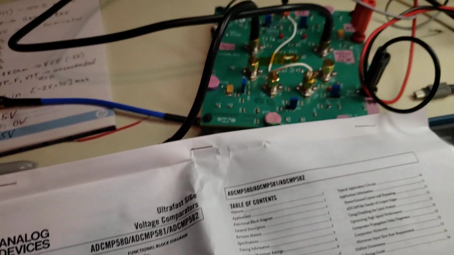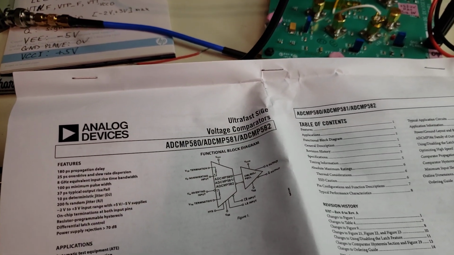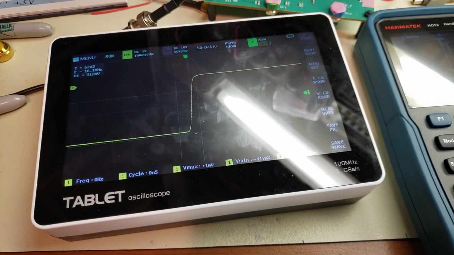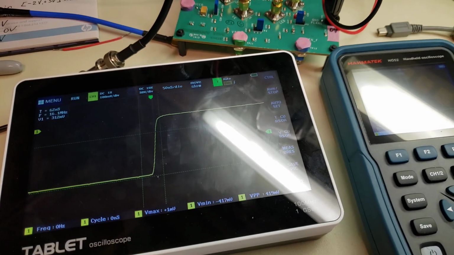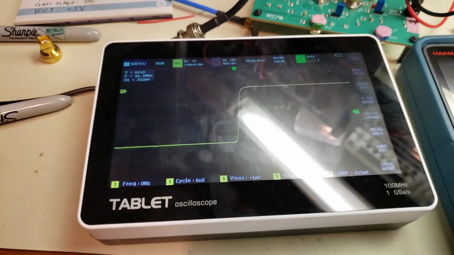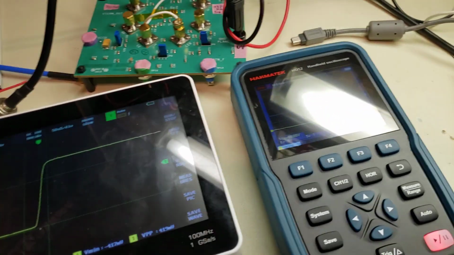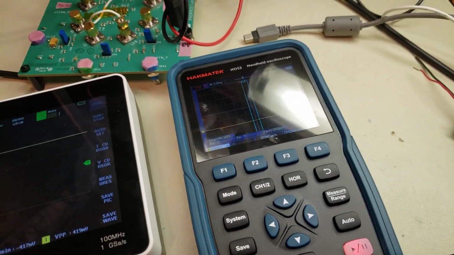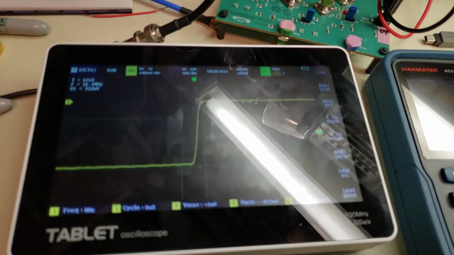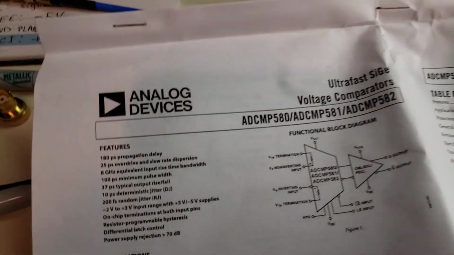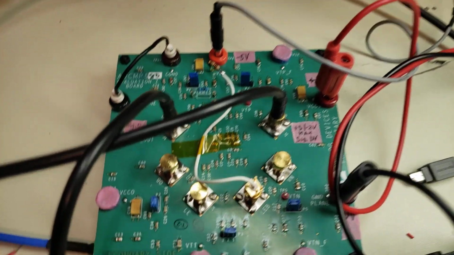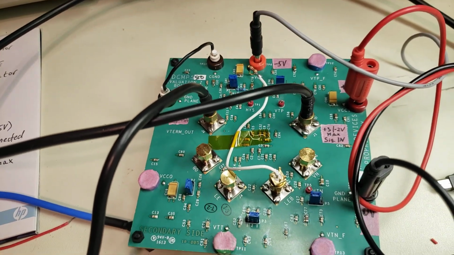Today we're gonna look at the fast pulse generator, and we're gonna test some very cheap handheld oscilloscopes, and we'll see if they actually deliver the bandwidth that they claim they do. So a little bit about this pulse generator.